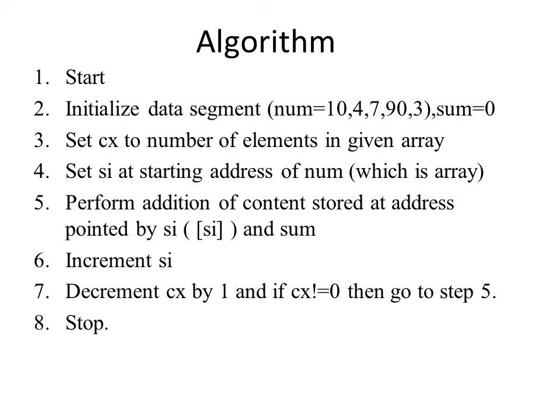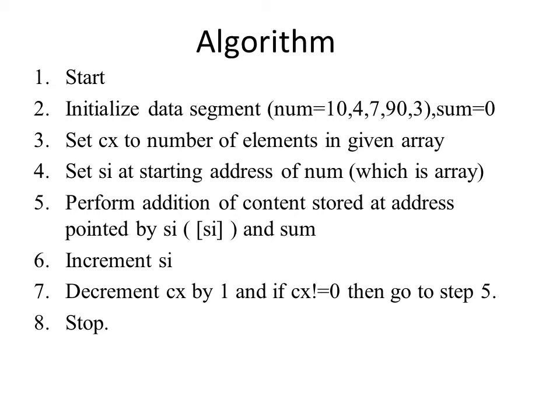Okay, and every time, to whatever the addition was in the previous iteration, the next element which is pointed to by the SI pointer will get added. As you can see in the algorithm, SI is set at the starting address of num, which is the array, then we perform addition of the content stored at the address pointed to by SI and sum, and the addition will be stored in sum.